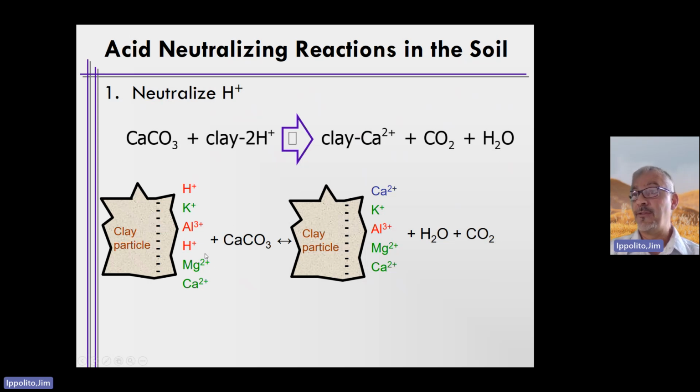What also occurs, this is the same scenario, just showing you the clay particle and calcium carbonate replacing the two free hydrogen, well, they're not free yet, but two hydrogen ions on the clay particle and kicking those off and replacing them with calcium, which has a +2 charge, and the hydrogen ions both have +1, and those hydrogen ions react with the carbonate to form water and CO2. So this is one of the reactions that occurs when you lime a soil. You want to remove the free hydrogen ions from the buffer pool. Those are the hydrogen ions stuck on the clays.